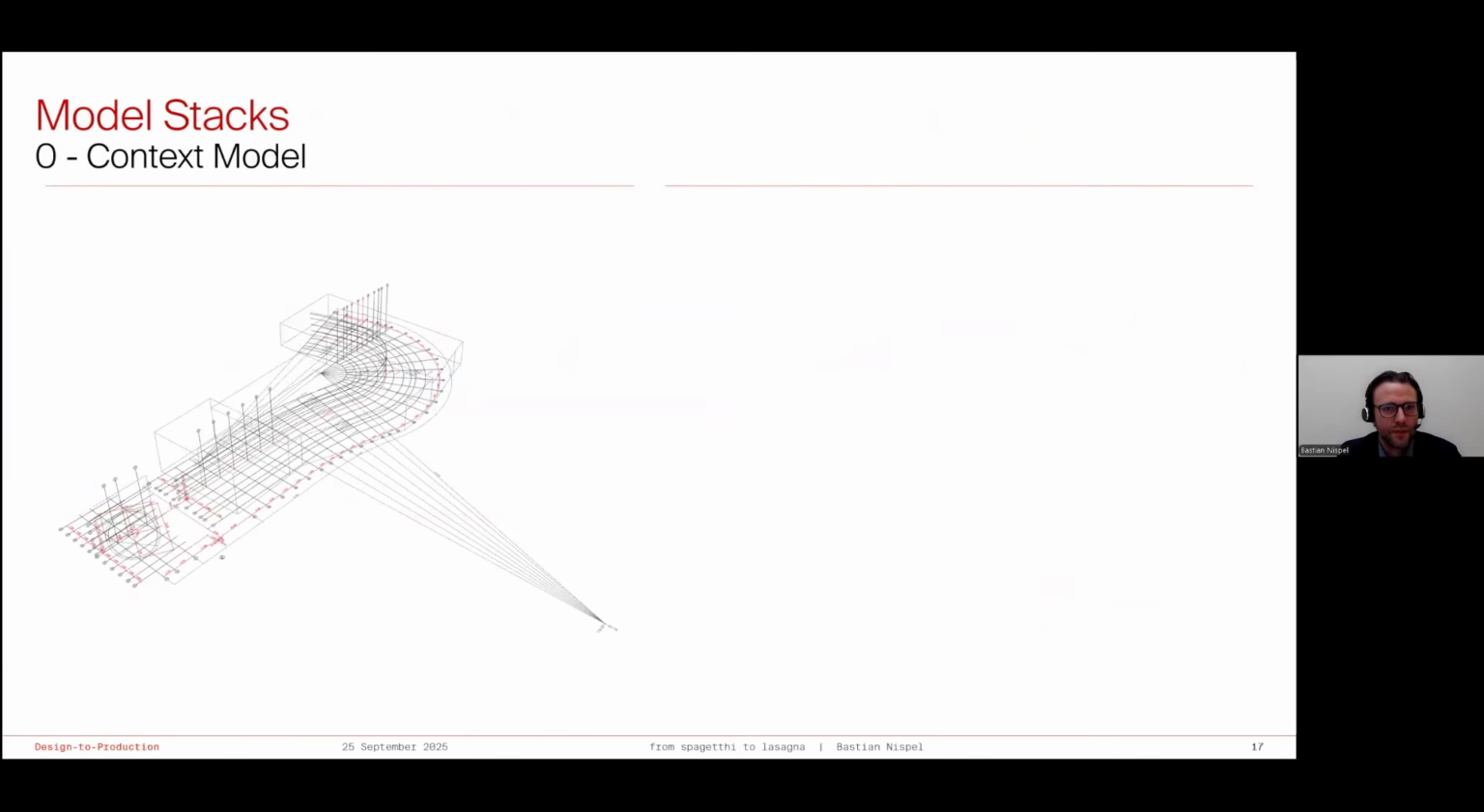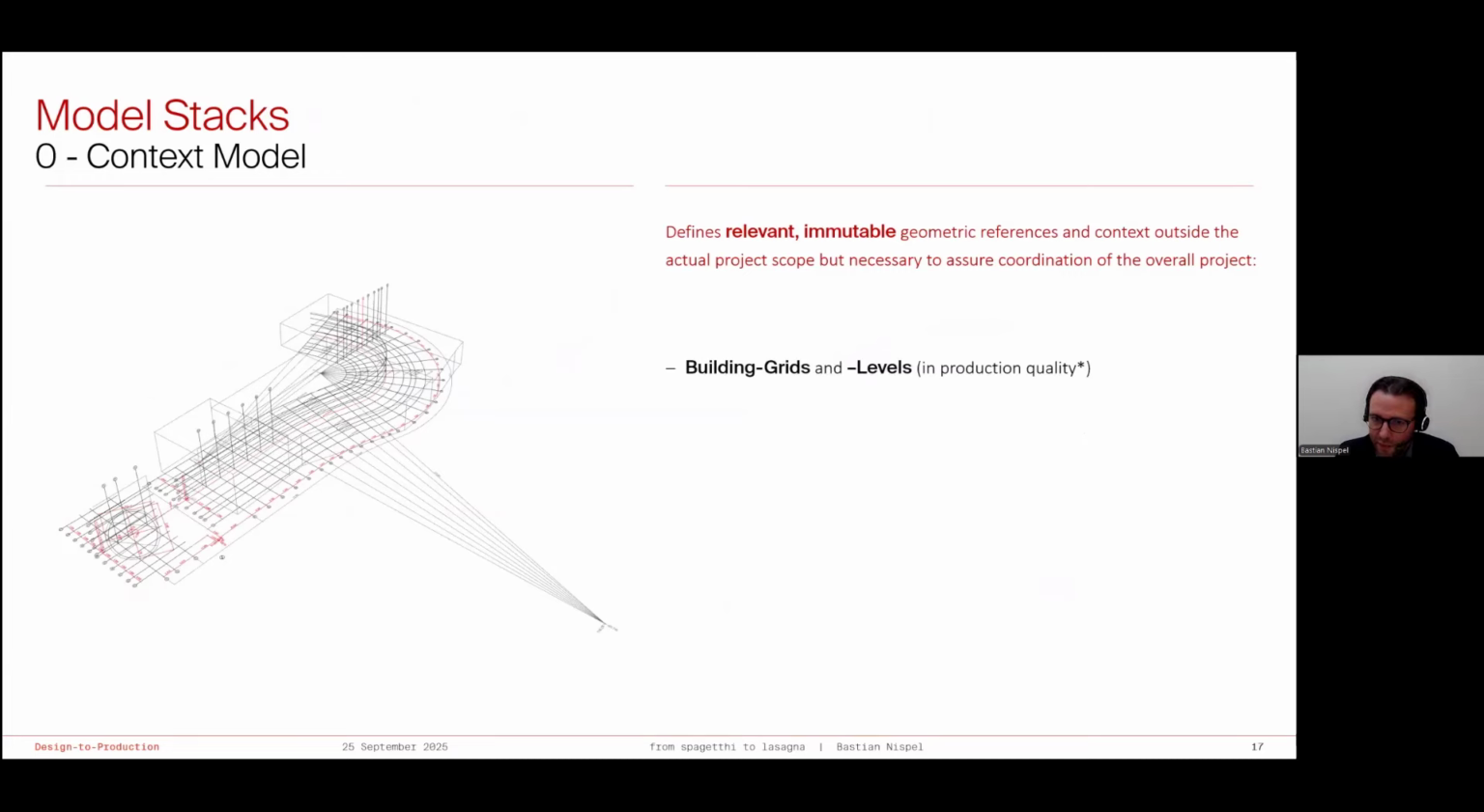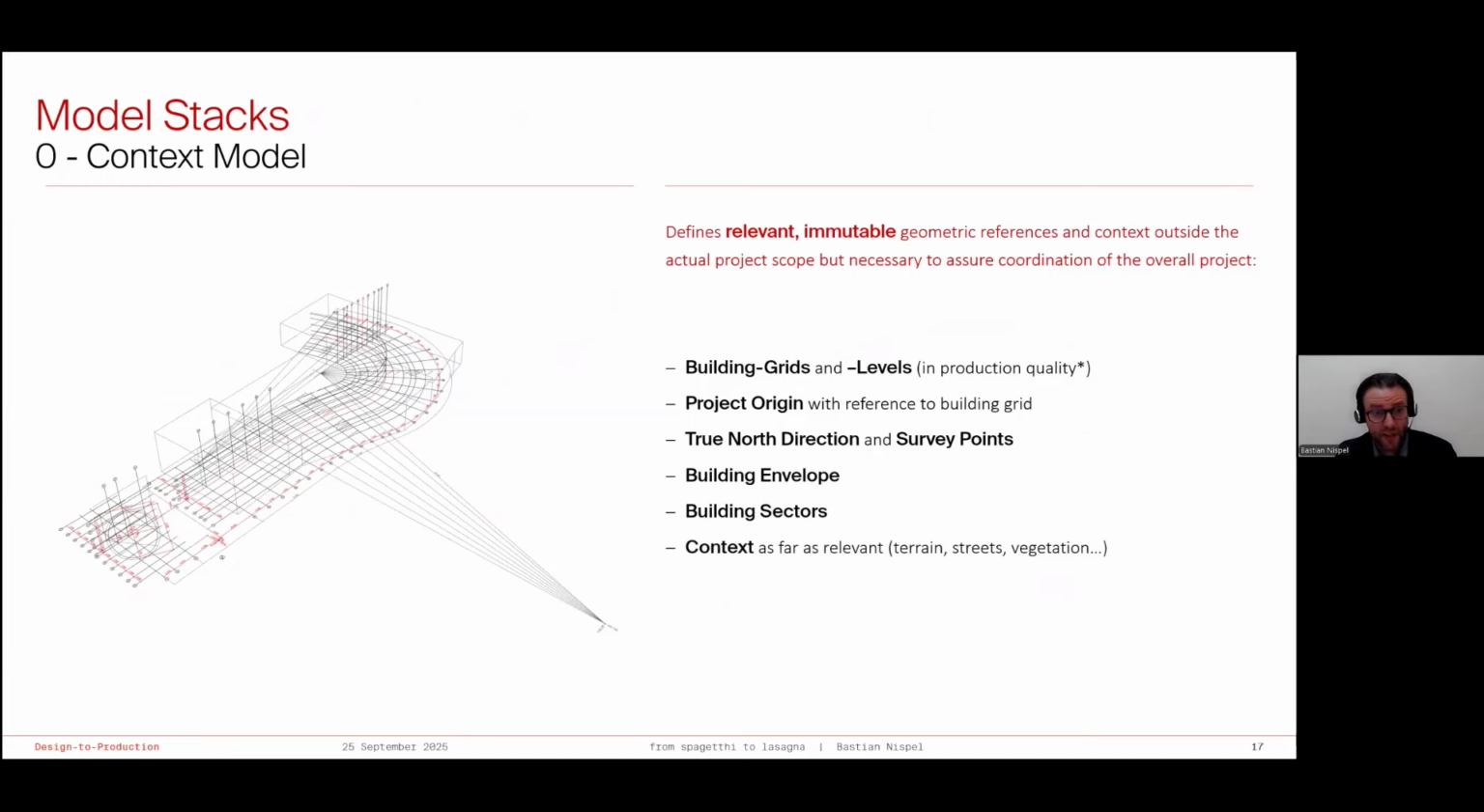So now, in a bit more detailed way, we talk about the models themselves. So we have a context model. This is ultimately responsible for defining the relevant and immutable geometric references, for example the building grid and levels, the project origin, the orientation, survey points, building envelope, sectors, and the context, whatever that means: terrain, streets, and vegetation.